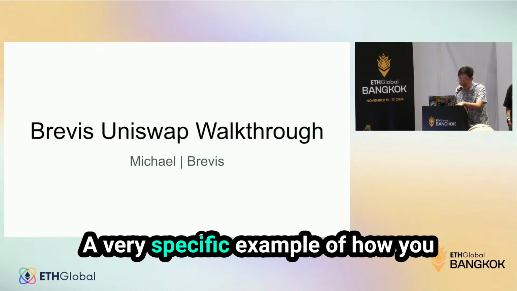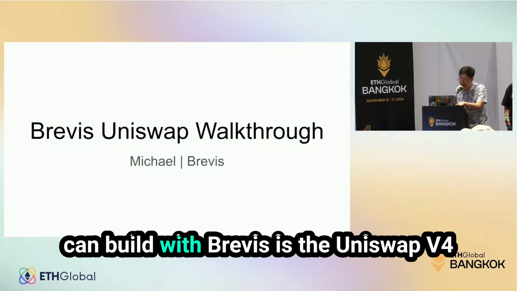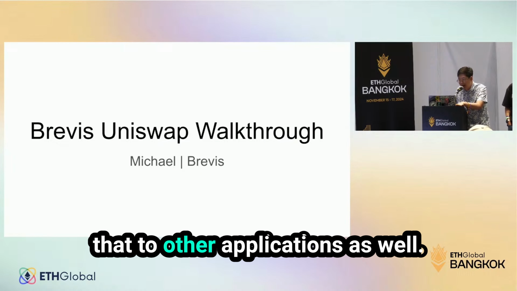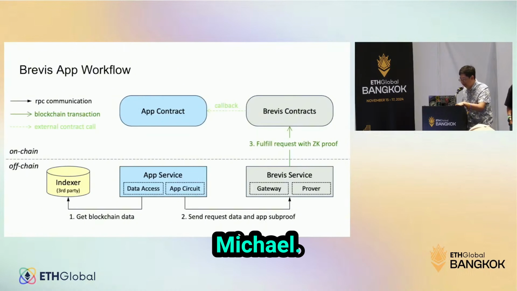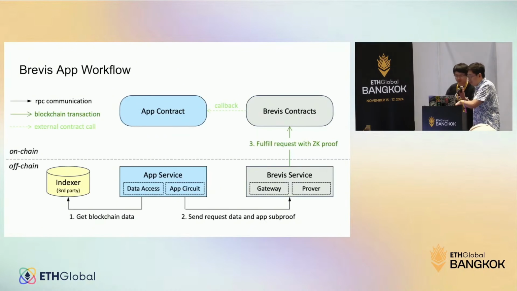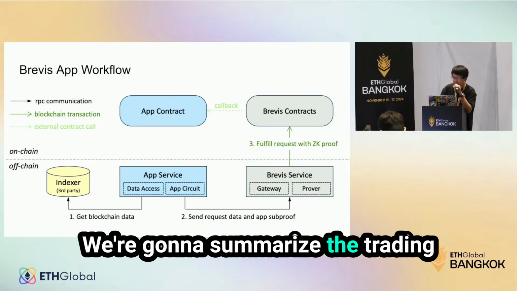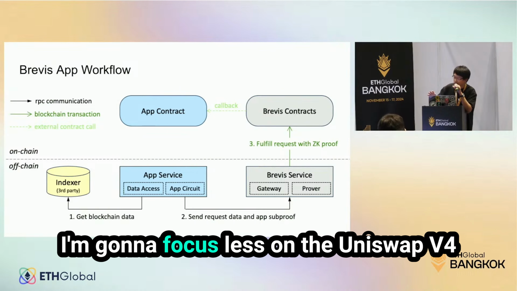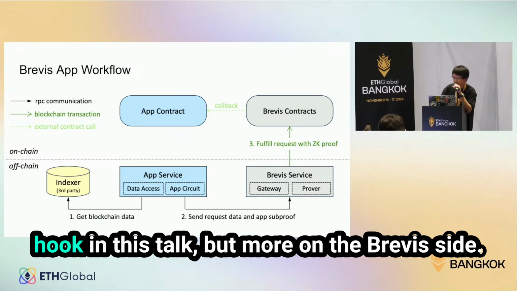A very specific example of how you can build with Brevis is a Uniswap v4 hook example, but you can generalize that to other applications as well. We're going to summarize the trading volume of a specific user on Uniswap. I'm going to focus less on the Uniswap v4 hook in this talk, but more on the Brevis side.